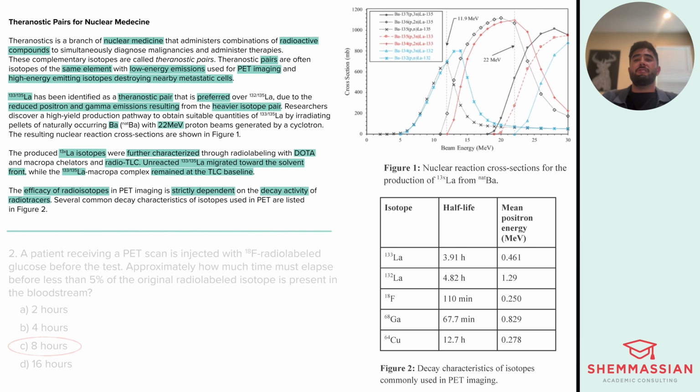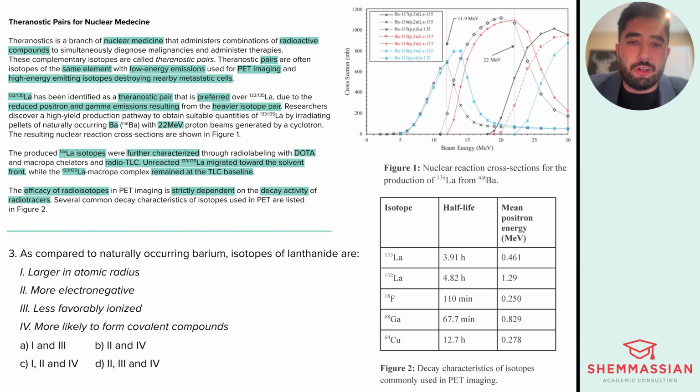Question number 3 states, as compared to naturally occurring barium, isotopes of lanthanum are: 1, larger in atomic radius; 2, more electronegative; 3, less favorably ionized; and 4, more likely to form covalent compounds. And so when we're looking at this question, you can see that almost all of these answer options have to do with periodic table trends. And so we just need to know those trends.